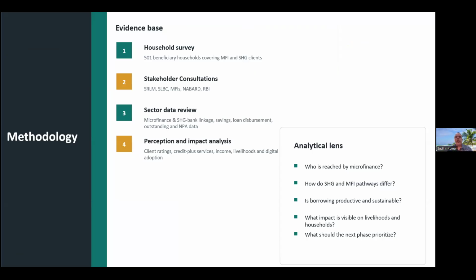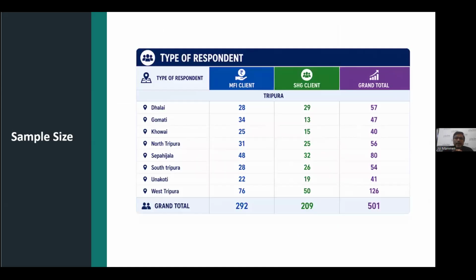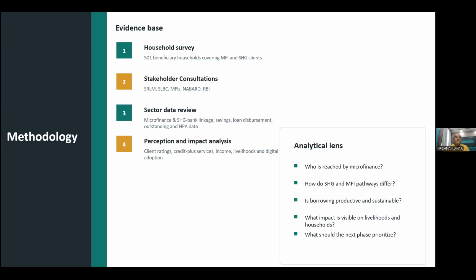Yes, Sudhir. So we have covered 8 districts, you said. How many districts are there in Tripura? 8, sir. All the 8 we have covered. These are the districts. Okay, Krishna ji, please go back once. Yeah, I was just showing the districts.